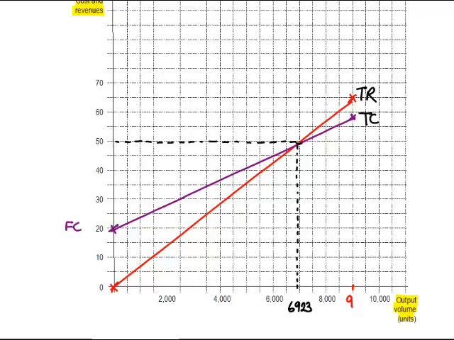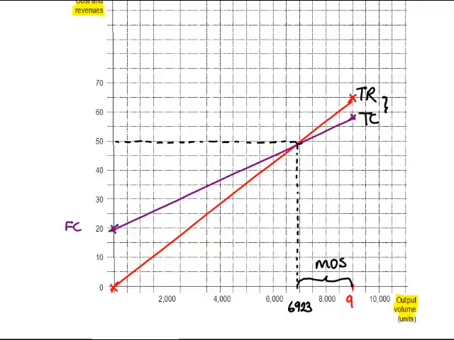Now in the exam you might be asked to actually indicate what certain parts of the graph actually mean. So let's have a look to see what might happen here. This area down here is the margin of safety. It's the difference between what they're budgeting to sell, which is 9,000 units, and the break-even point of 6923.